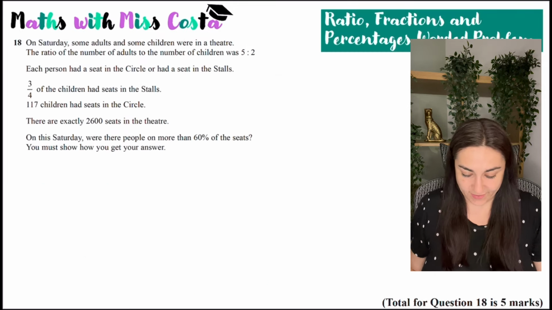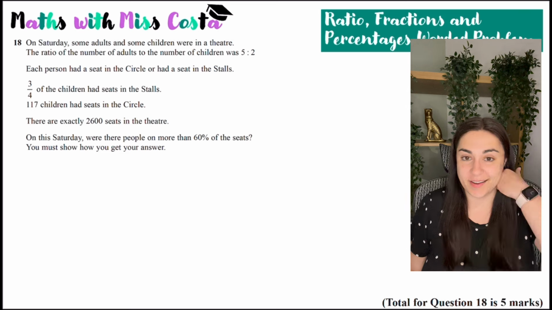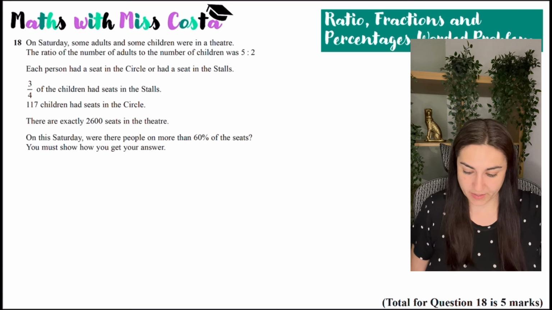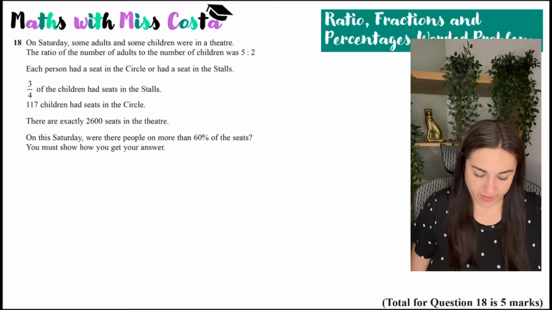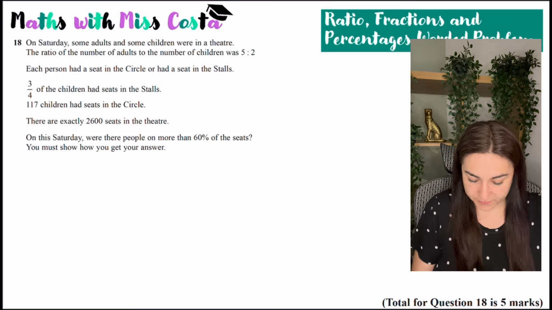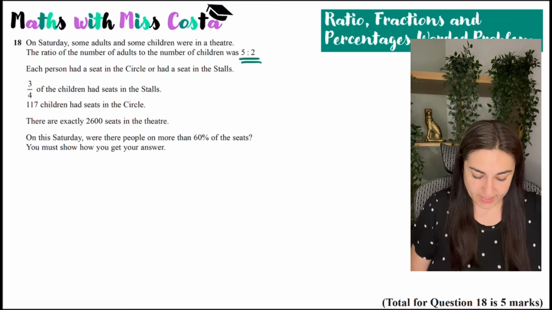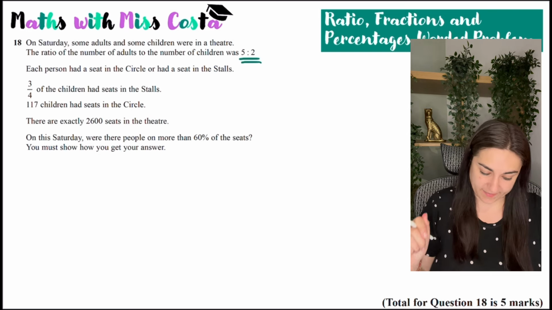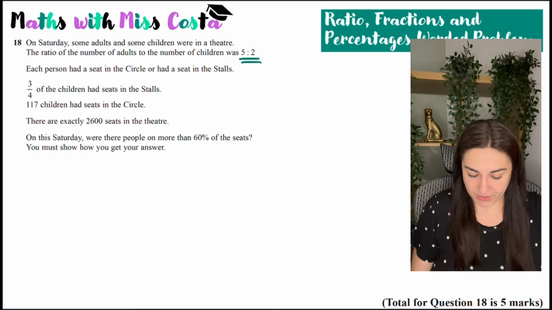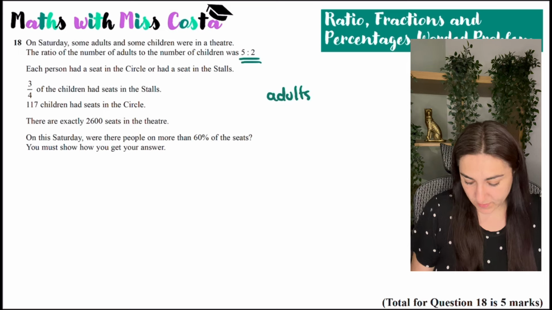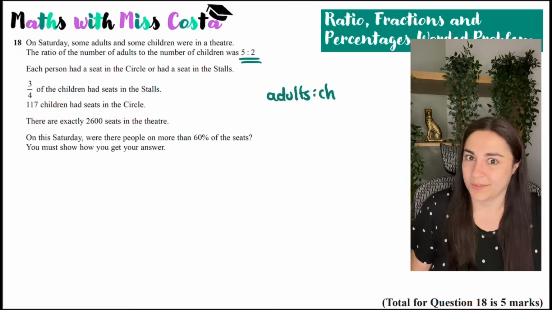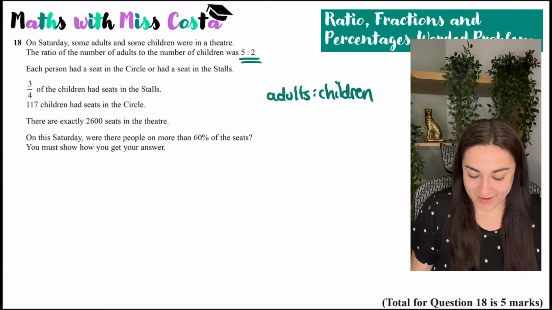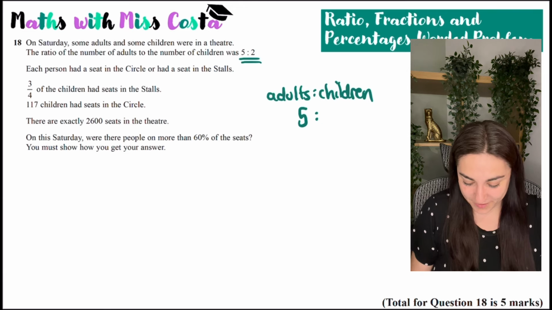Okay, next I've got a mixed question. So on Saturday, some adults and some children were in a theatre. The ratio of the number of adults to the number of children was 5:2. Each person had a seat in the circle or had a seat in the stalls. Okay, so adults to children is 5:2.